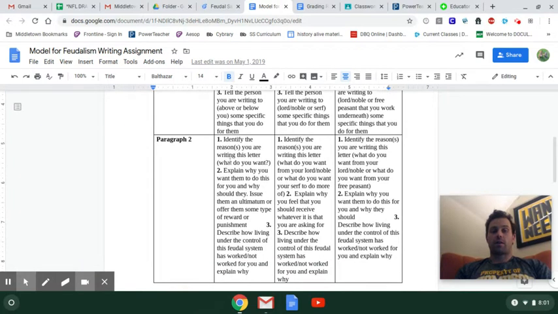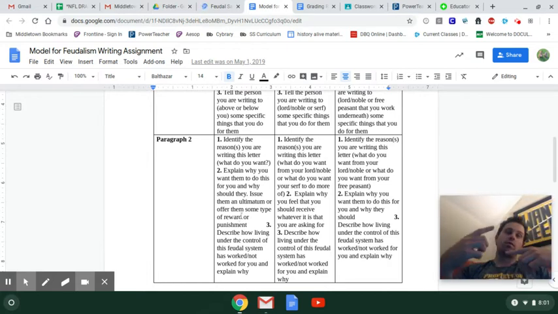Paragraph 2, identify the reasons you are writing this letter. Explain why you want them to do this for you and why they should. Issue them an ultimatum or offer them some type of reward or punishment, meaning like, if you do this, then I will have to do this. You get ultimatums all the time. Like if you don't clean your room, you are going to get your phone taken away. That's an ultimatum. So you could present an ultimatum to whoever you're writing to.